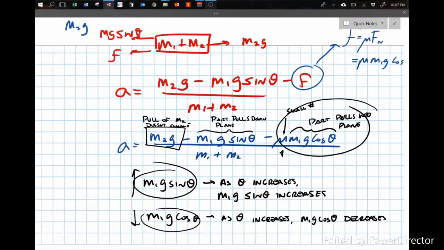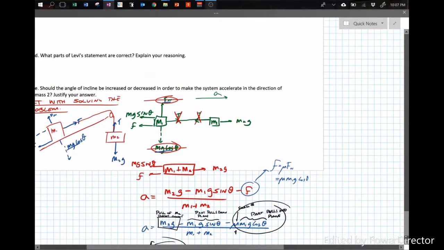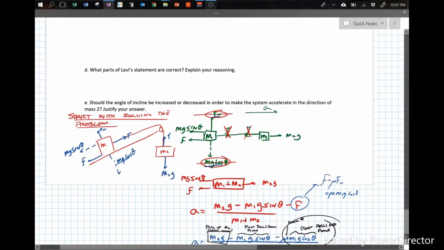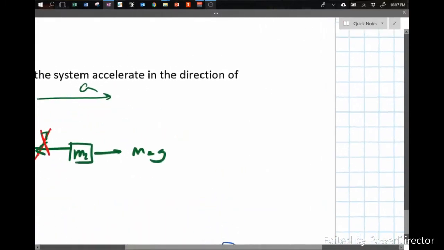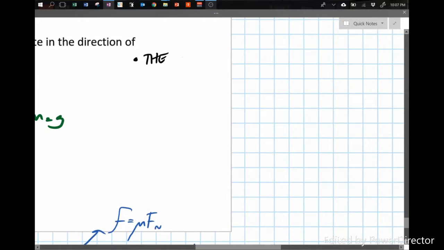Let's put that into words to answer our question, and we'll refer back to this often, especially as we're going and looking at what Ruby and Levi are saying. So we'll kind of write the whole thing down here. The angle of the incline should be decreased.